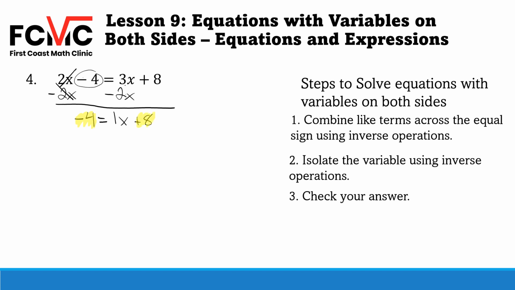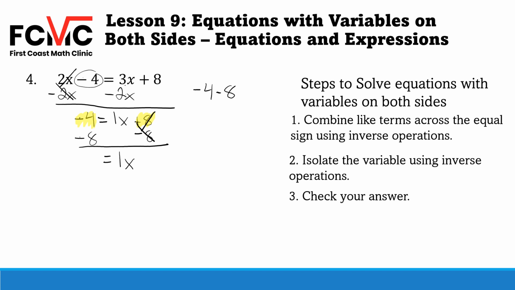Remember, I want to get that x by itself. So let's undo adding 8. So I'm going to subtract 8 from both sides. 8 minus 8 is 0, cancels out, so I can get rid of those. I'm going to bring down the 1x. Now I've got negative 4 minus 8. So if I do that over here, negative 4 minus 8.